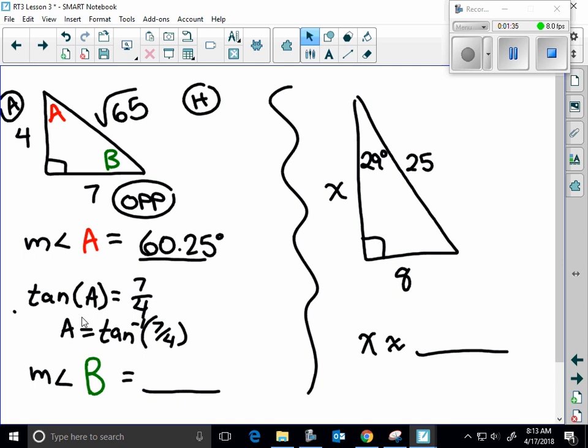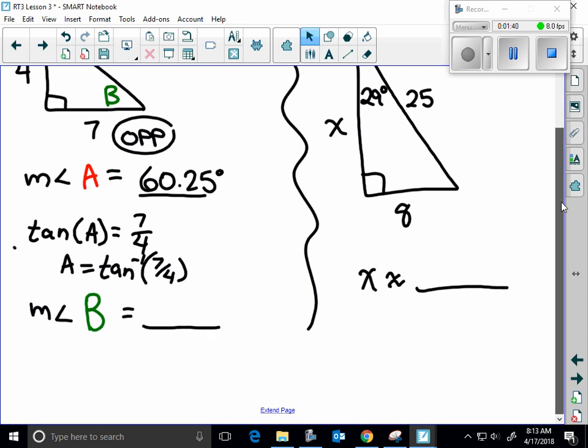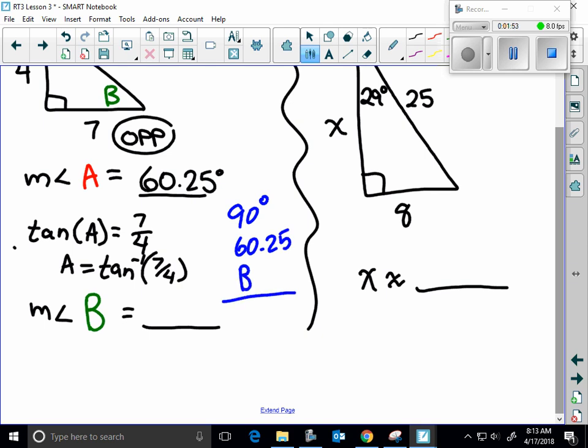So guess what? Once you find the measure of one of the angles, if it's a right triangle, you don't have to use inverse trig again. Right? Because the 3 angles, I know one of them's 90. I know one of them's 60.25. But I don't know the third measure. Correct. The 3 of them have to add up to 180.